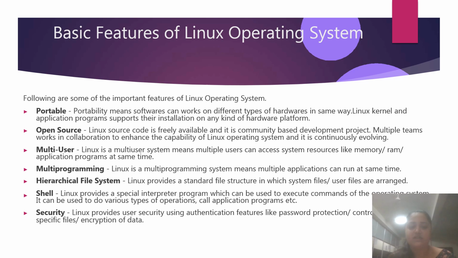Here are some of the basic features of the Linux operating system. Here you can see it is portable, meaning the software can work on different types of hardware in the same way. Second, open source. In open source, Linux source code is freely available and it is a community-based development project. In this, multiple teams work in collaboration to enhance the capability of the Linux operating system, and it is continuously evolving.